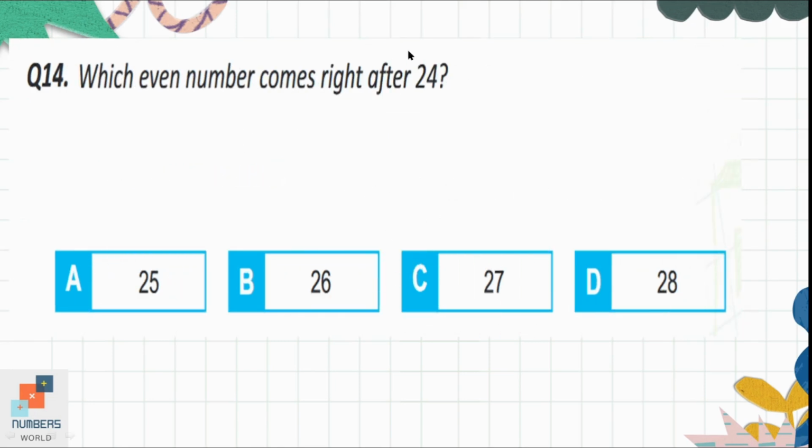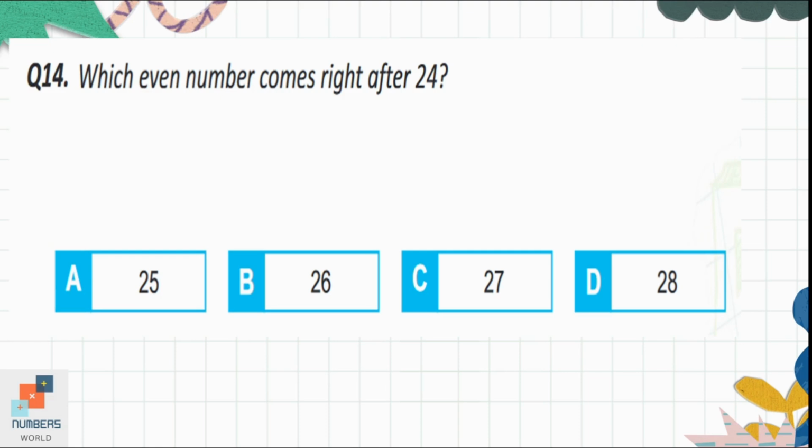Question number 14. Which even number comes right after 24? Let me reinforce the concept of even number. Any number that is divisible by 2, or in other words, any number that appears in the table of 2 is known as even number. If a number has 2 or more digits, we will focus on the digit that is written at the units place of that number, and then we will find out whether it is an even or odd number.